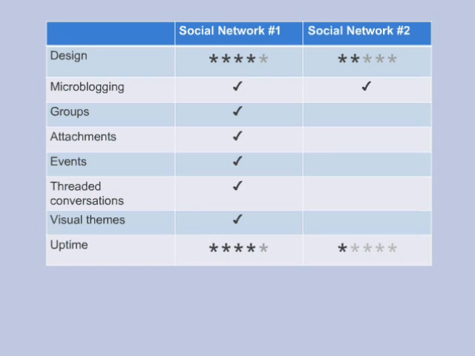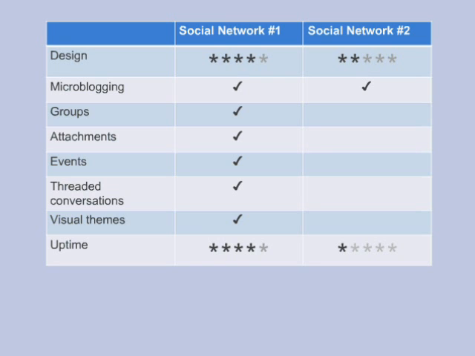And social network number one also had very good uptime. They were a startup, and they had their occasional times when they had to bring their servers down for maintenance. But in general, they were careful to always be a stable service. Social network number two, on the other hand, also let you do microblogging to send short messages, but had none of these other features. And their uptime was actually pretty horrible. It got to the point where they were infamous for going down all the time.